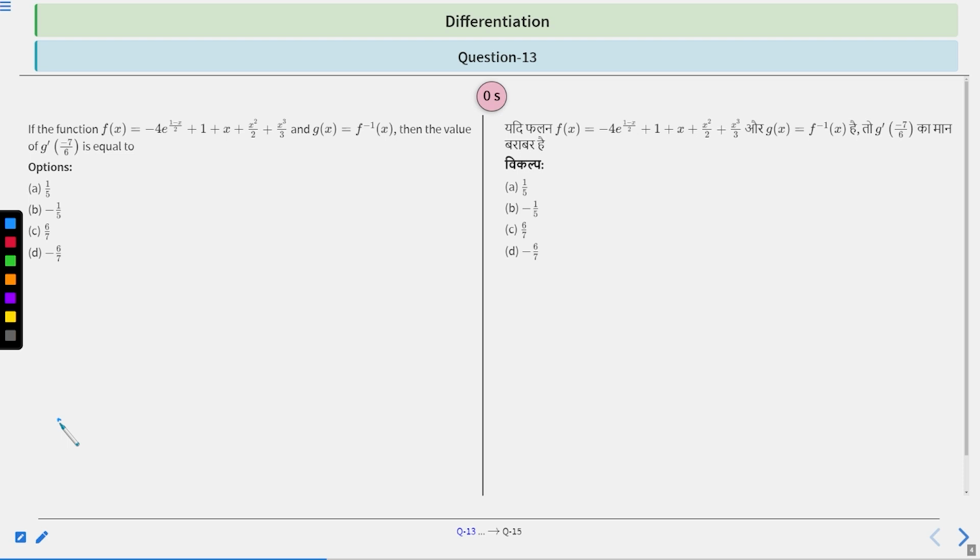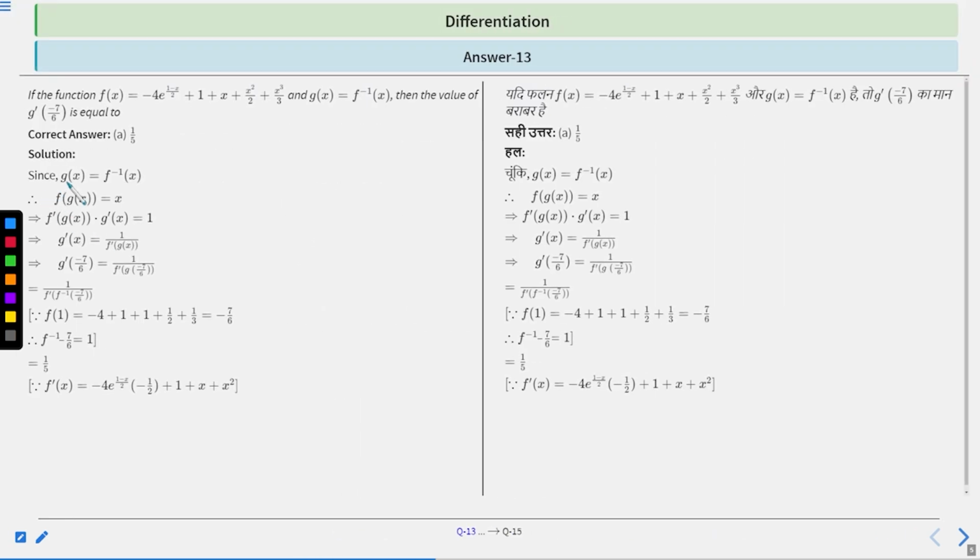Okay, let's move to the solution part. Since g(x) is basically f inverse x, f of g(x) is basically x, because f inverse goes to the other side. Now let's differentiate both sides. The differentiation of the composite function will be f dash g(x) into g dash x, and the differentiation of x will be 1. So f dash g(x) into g dash x is equal to 1. Therefore, g dash x can be written as 1 by f dash g(x).